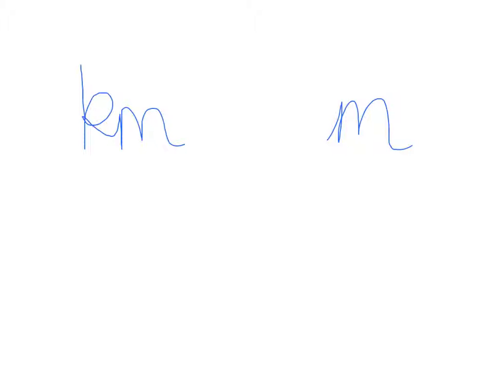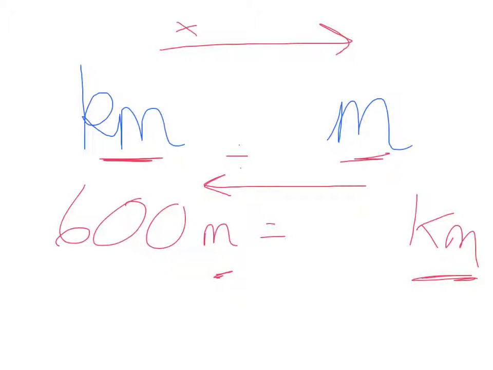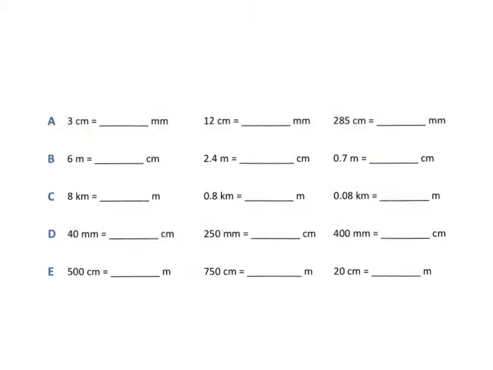Another example. Let's say I've got 600 metres and I want to know how many kilometres this is. Again, kilometres are bigger than metres, which is why kilometre goes first and metre second. My top arrow goes forward and it's going to be times. My bottom arrow goes backwards and it's going to be divide. I need to remember how many metres there are in a kilometre. There's 1,000. Now, because I've got my metres and I want to go to kilometres, I'm using my bottom arrow. I'm going backwards. So I'm doing 600 divided by 1,000, which is going to give me 0.6.